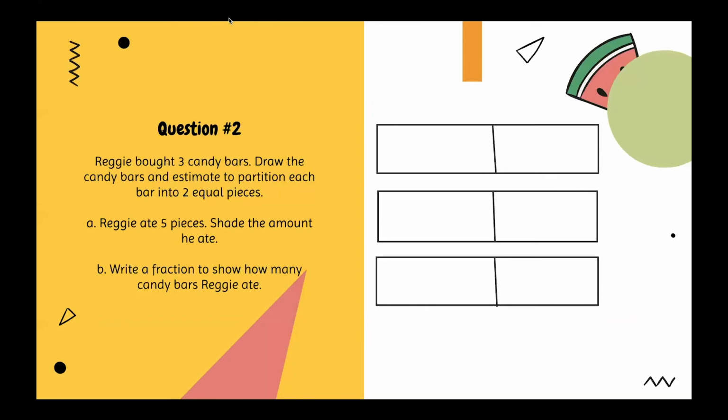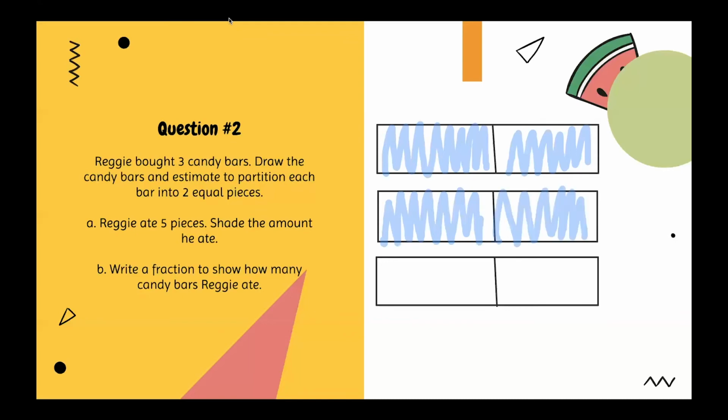I'm going to go ahead and let's go to question A. Reggie ate 5 pieces. So I'm going to shade in 5 pieces in blue. Here's 1 piece, 2, 3, 4, and 5. All right, go ahead and check your work.